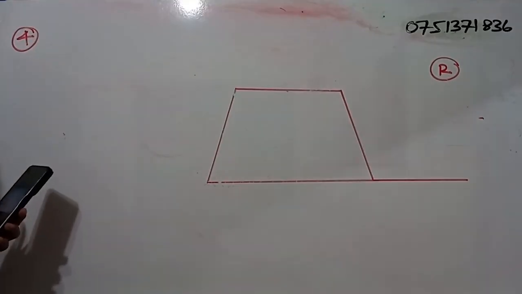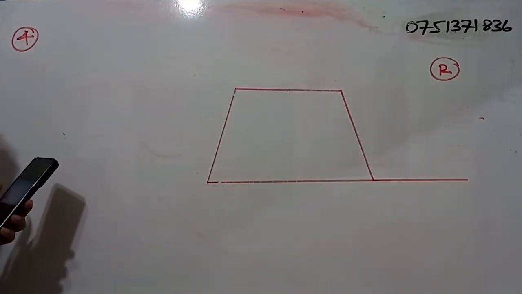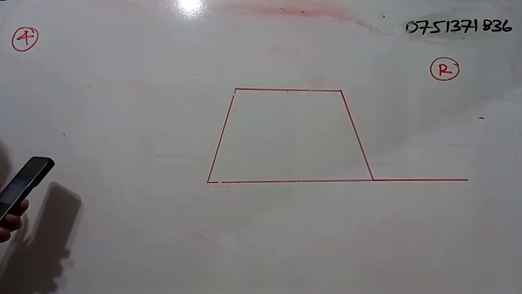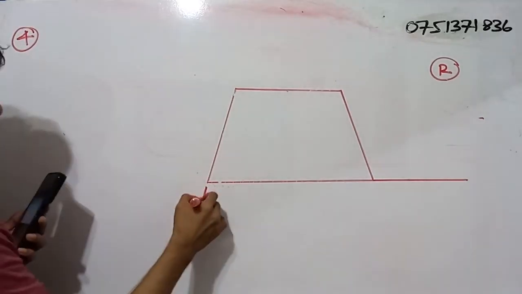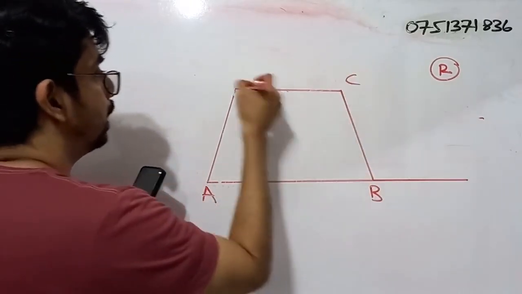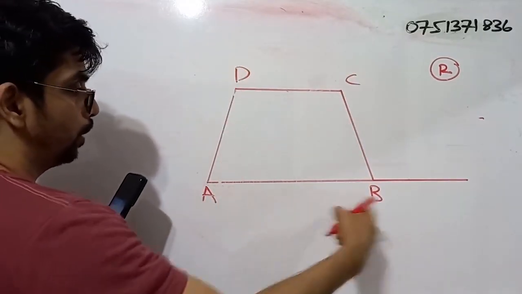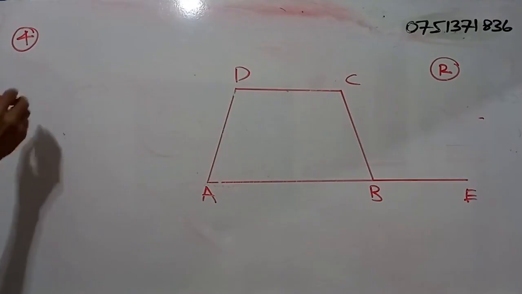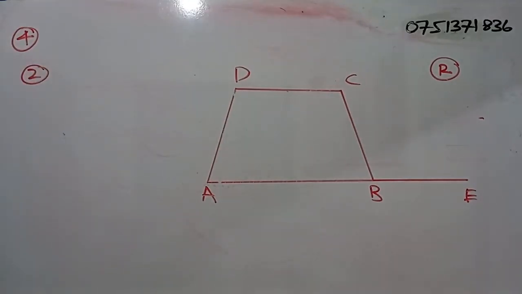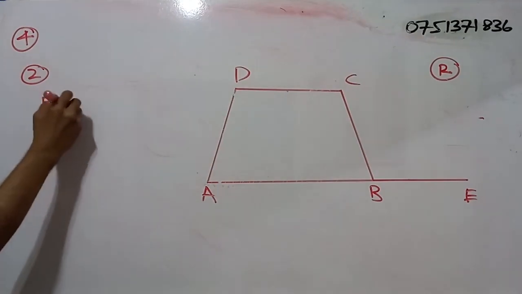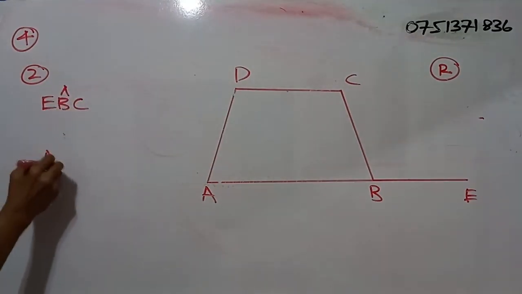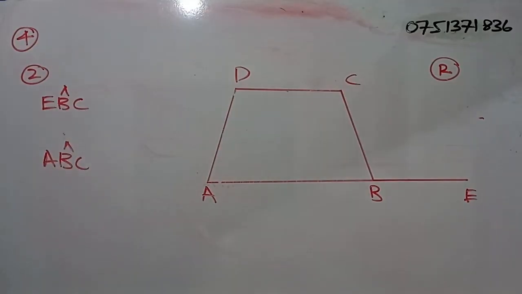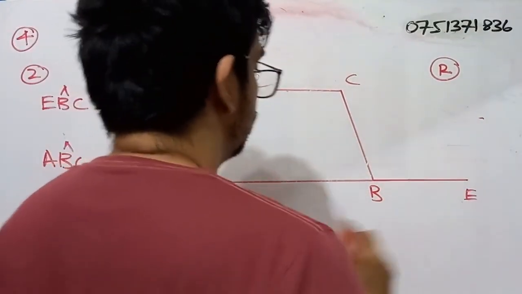Right. Question number 4 under review questions. Under that part 1, draw a quadrilateral ABCD and produce AB to E. So A, B, C, D. Then I'm going to produce, that means extend AB to E. Right. So that is part 1. Now part 2. Measure EBC angle and ABC angle. First we have to measure the angle EBC. That means this angle, the minimum angle.